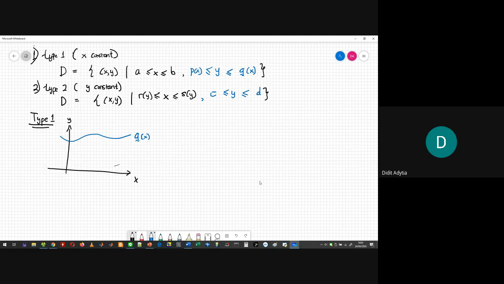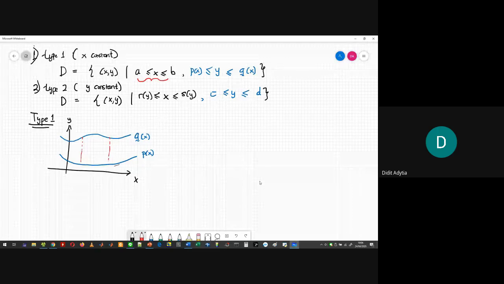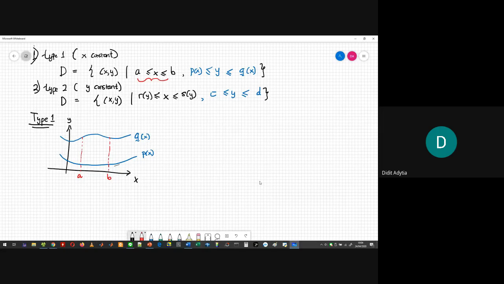The other function I draw is p, a function of x. And then x itself is constant, defined between a and b. Can you see? The domain of the integration itself is the yellow one, and this one is D.